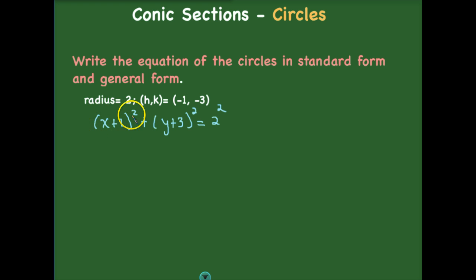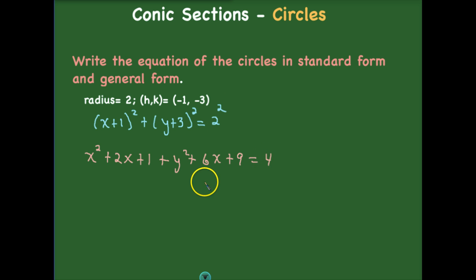Anytime we have a binomial squared, we can take the first term and square it. First times second times 2, that would give us 2x. And the last term and square it. We can do the same thing with the y plus 3 to give us y squared, plus 6y plus 9 would equal 4. 2 squared is 4.